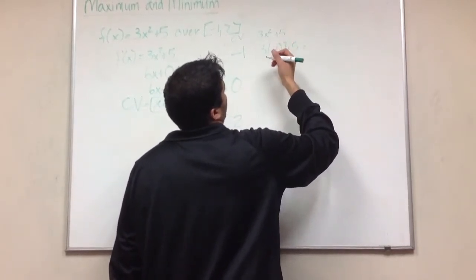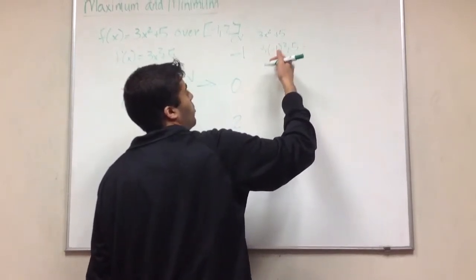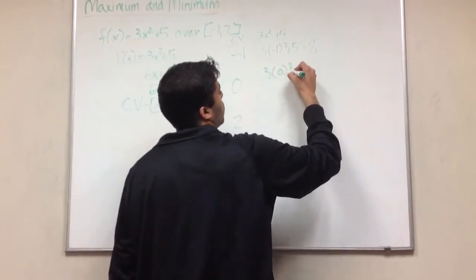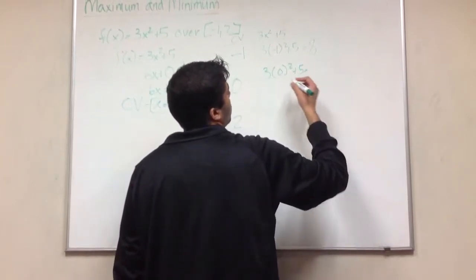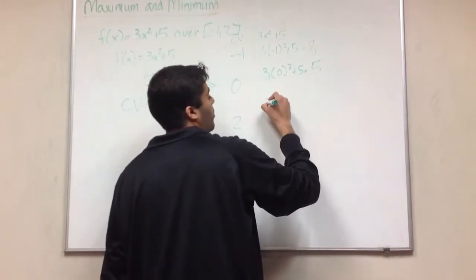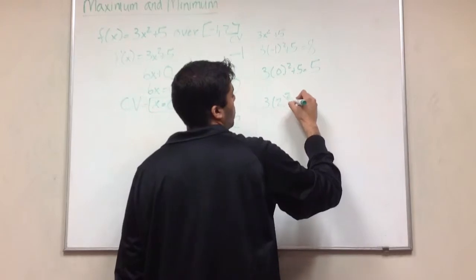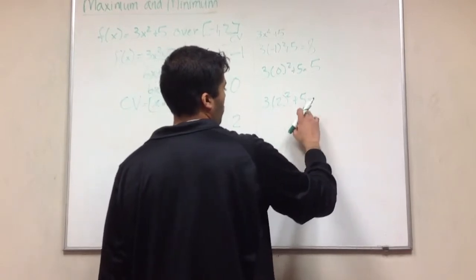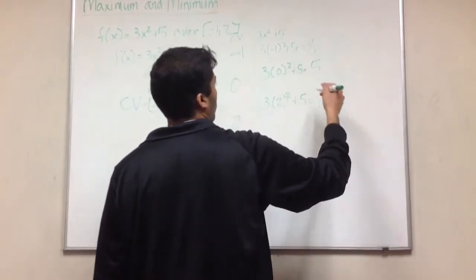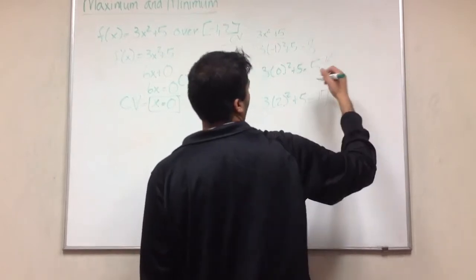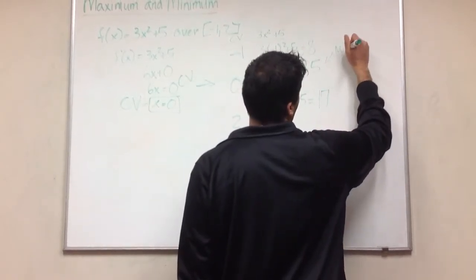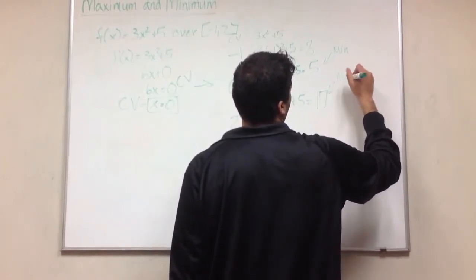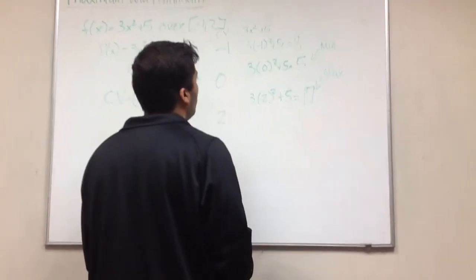This is going to be -1 squared, which is 1, times 3 is 3, plus 5 is 8. And we have 3 times 0 squared plus 5, so we have 5 here. And 3 times 2 squared plus 5. 2 squared is 4, 4 times 3 is 12, plus 5 is 17. So these are your values here. You see 5 is the lowest out of all of these, so that's going to be your minimum value. 17 here is your biggest number, so that's going to be your maximum value. So that's basically how you find your max and min without graphing.